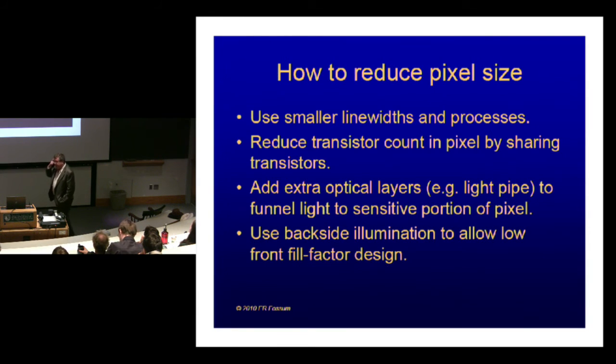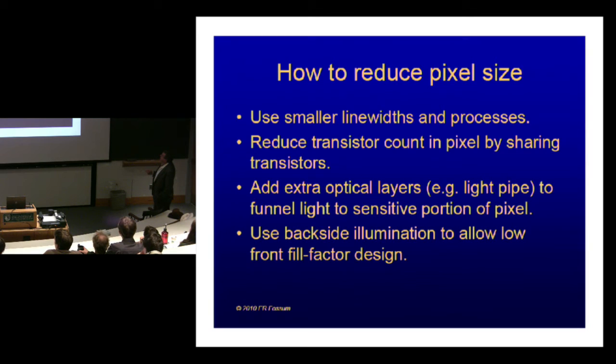Now, how do we reduce the pixel size? Well, the brute force way is just use smaller line widths and processes. And that's got a force all to itself. That's kind of the nice thing about CMOS image sensors, is that we get kind of a free ride on the whole same technology that drives microprocessors to go faster and memory chips to have higher density. We get to use the same processes to give us smaller line widths and processes.